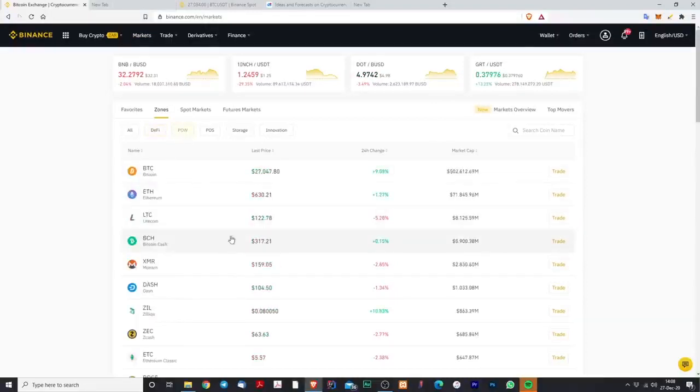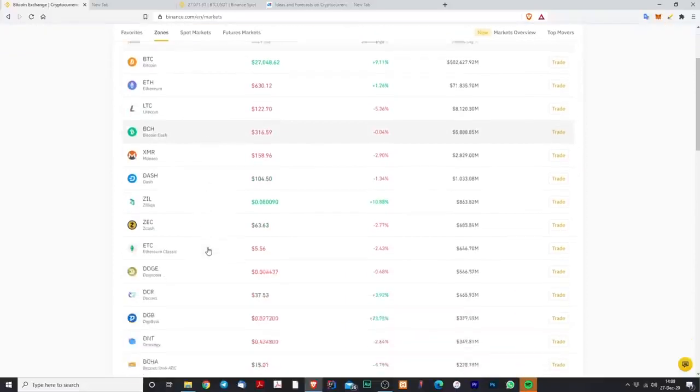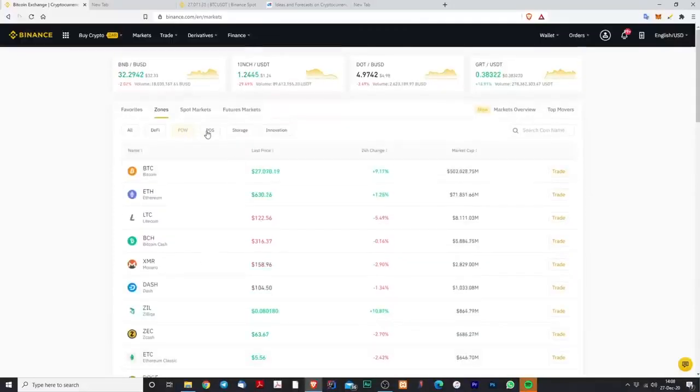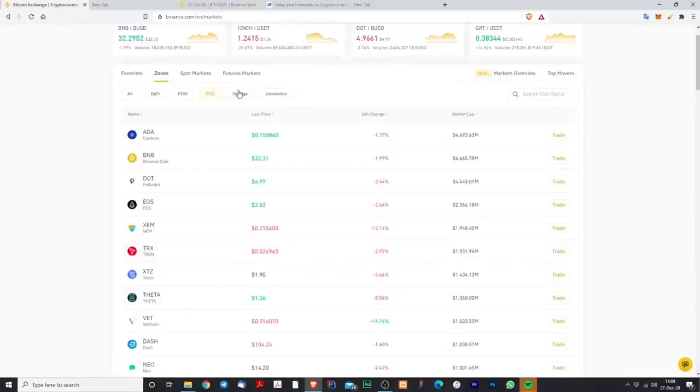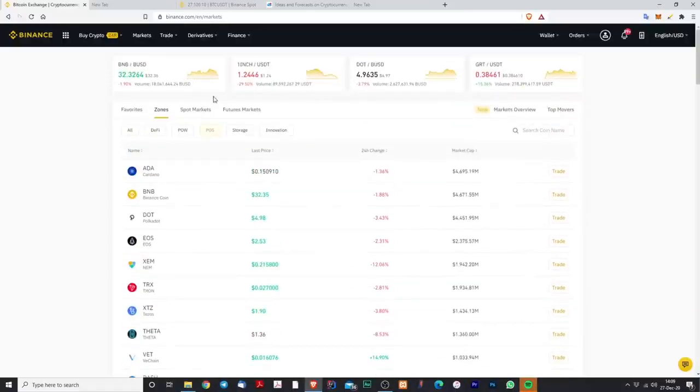Proof of work coins. Maybe you want to trade proof of work coins, and it shows you only proof of work coins, or proof of stake coins. Proof of stake coins are showing up on here, or storage coins, or innovation, and so on and so forth. So it depends what you want to be looking at. So enough for the markets.